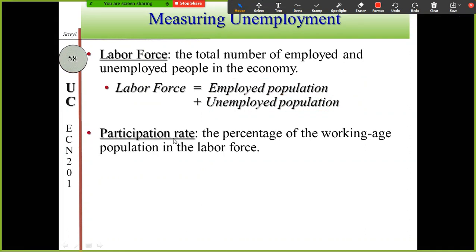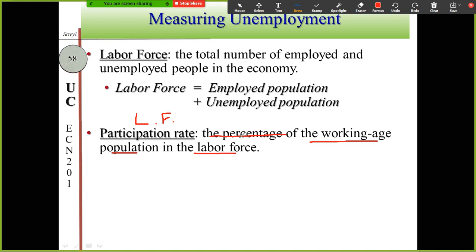Participation rate, this is the shortcut. Sometimes we call it labor force participation rate, or just participation rate. But its long name is labor force participation rate. So what does labor force participation rate mean? Labor force participation rate is the percentage of working age population or adult population in the labor force. Okay, the percentage of working age population in the labor force.